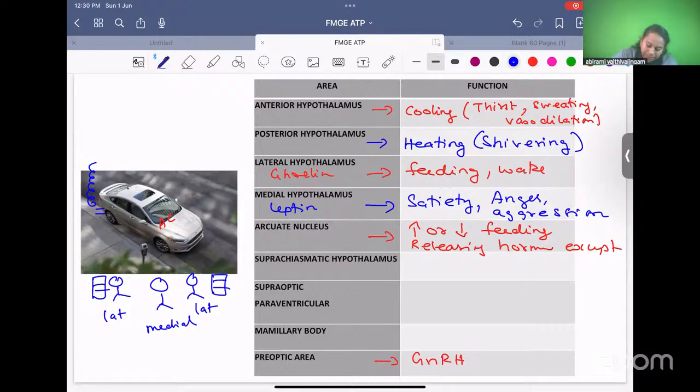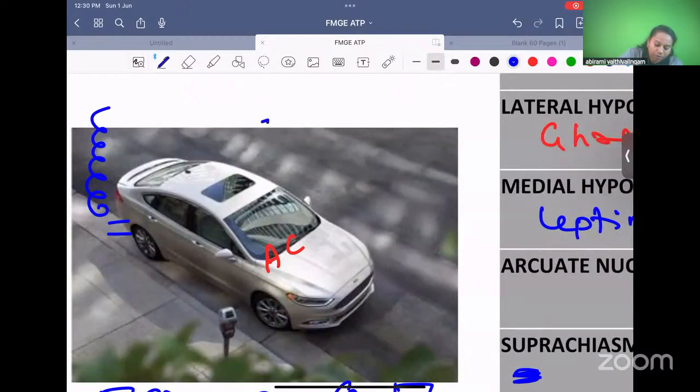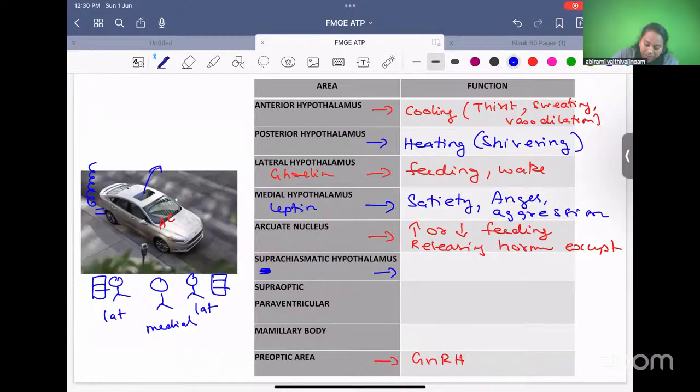Suprachiasmatic nucleus. Supra means on top. What is that opening on top? Sunroof or moonroof. Sun and moon is related to day and night cycle. Day and night cycle is called circadian rhythm. So this is circadian rhythm.